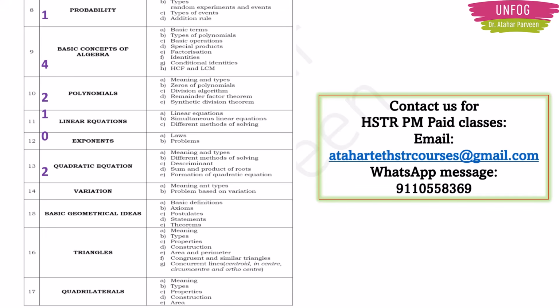Okay. Then variation, no question was there. From basic geometrical ideas also, no question was asked, but it's an important chapter because all basic things of geometry you will learn in this chapter. Okay, so what all comes in geometry? Triangles will come, quadrilaterals will come, later circles will come, then mensuration will come. Okay, all the construction part, everything will come in geometry only. So that's why you can treat these chapters as geometry.